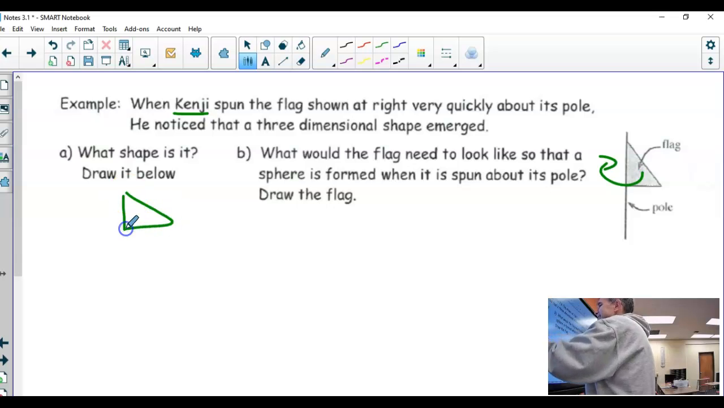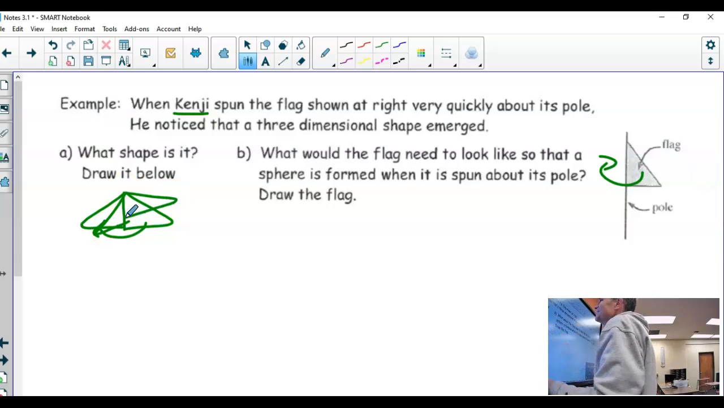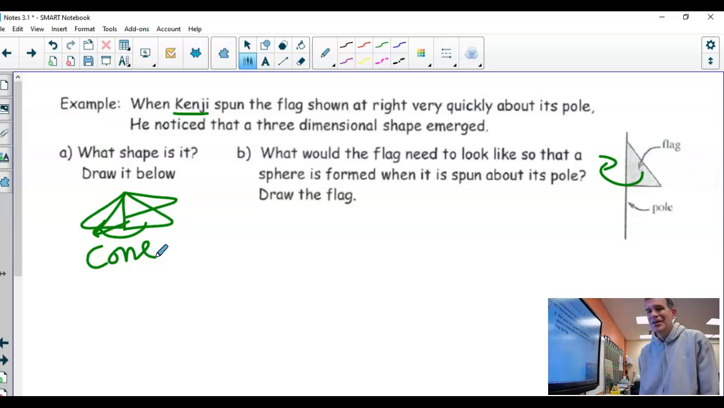Well, let's see. If you took this and spun it around, and you went really fast, it would look like what shape? Well, it would look like a cone. One of the things you're supposed to be able to do in this chapter is visualize shapes being transformed. This one, when you spin it around, would transform into a cone.